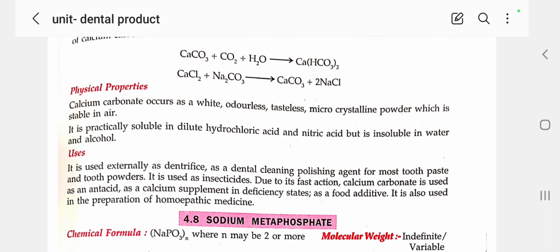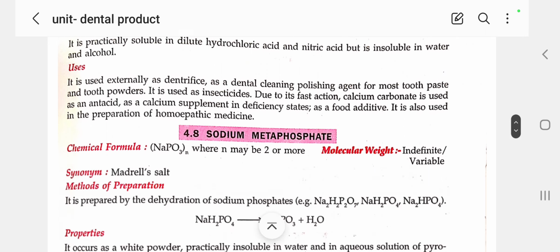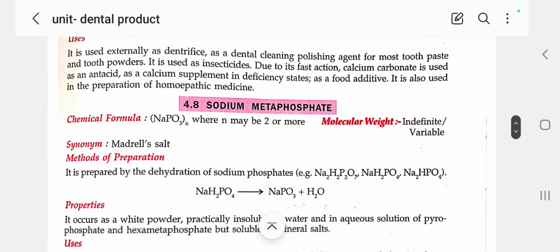It is used as an insecticide due to its fast action. Calcium carbonate is used as an antacid which neutralizes acid. Then it is used as a calcium supplement in deficiency states and as a food additive. It is also used in the preparation of homeopathic medicine. Next we will see about sodium metaphosphate.